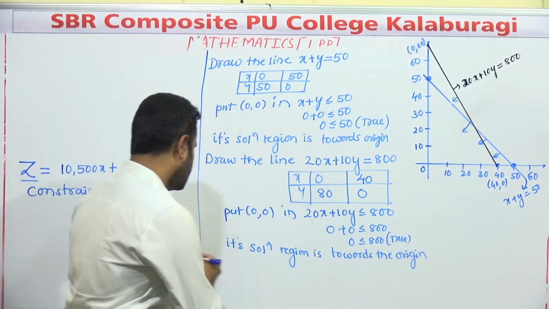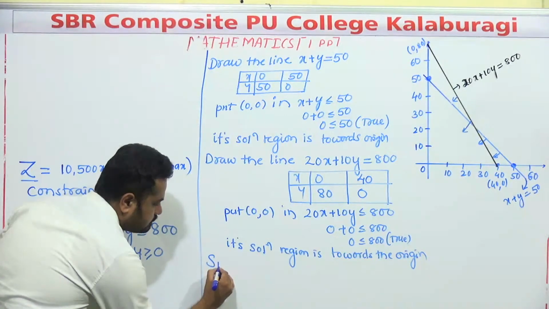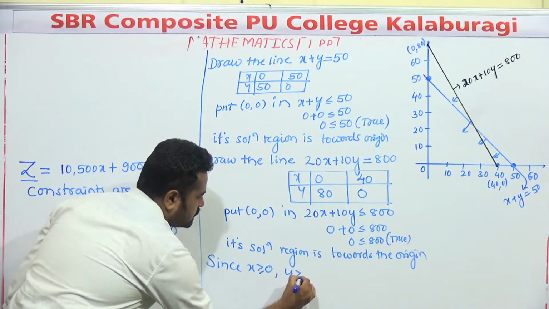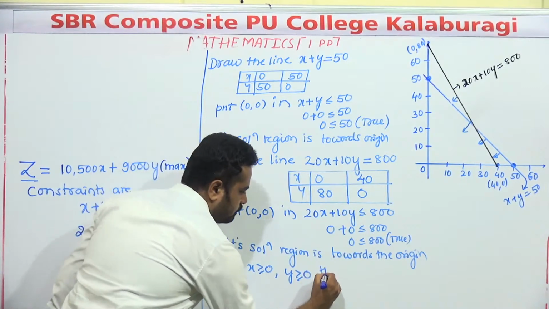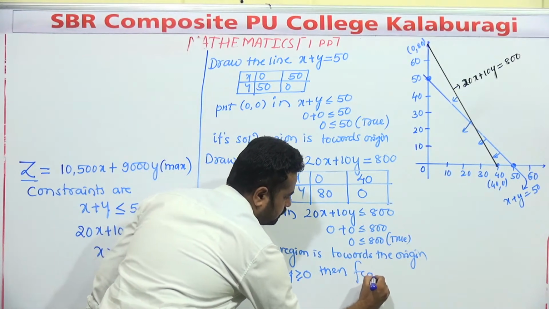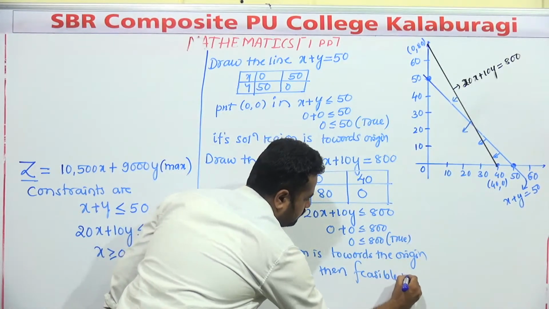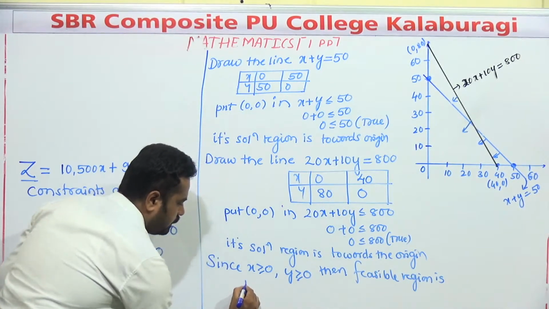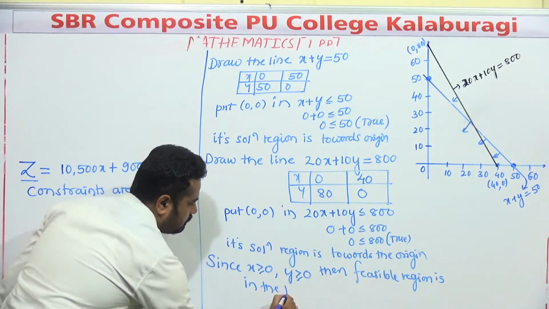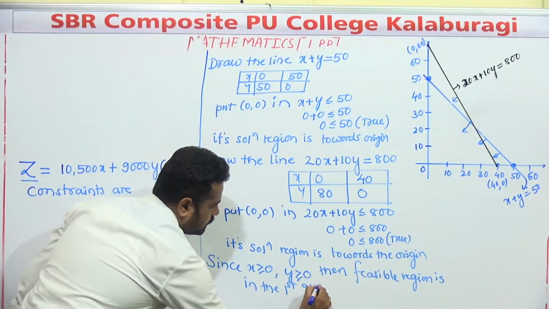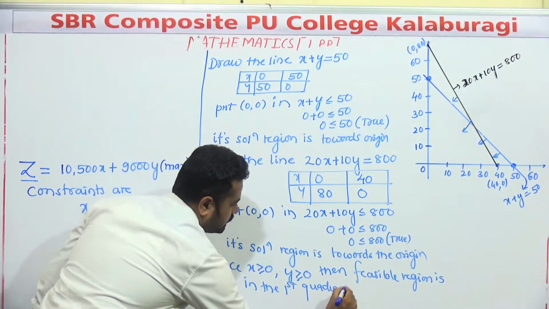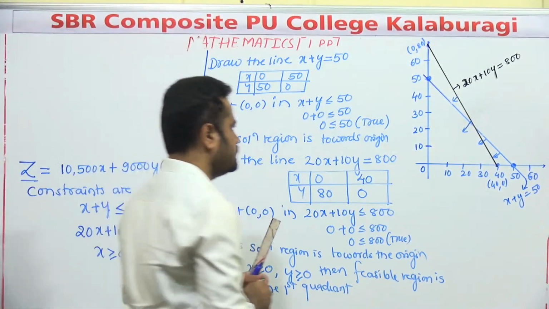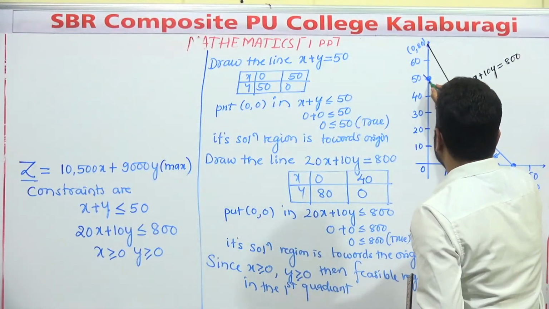Okay. And what is the third constraint? Since x greater than 0, y greater than 0, the feasible region is in the first quadrant. Okay. Therefore, its feasible region is this, the common region. Okay.